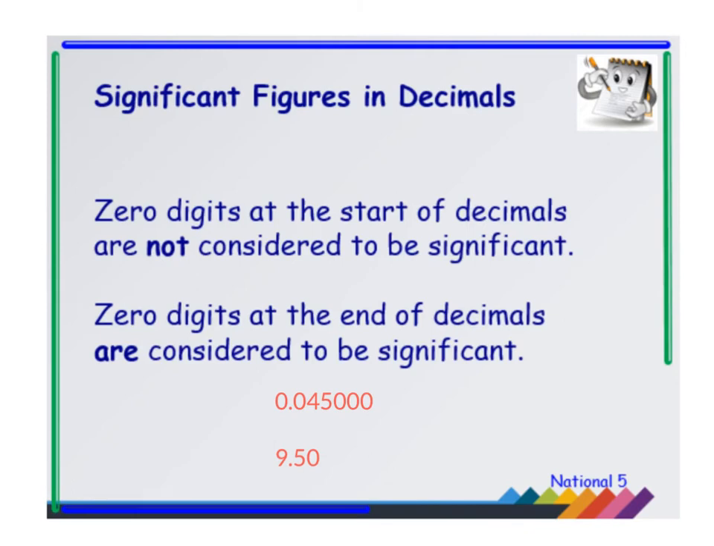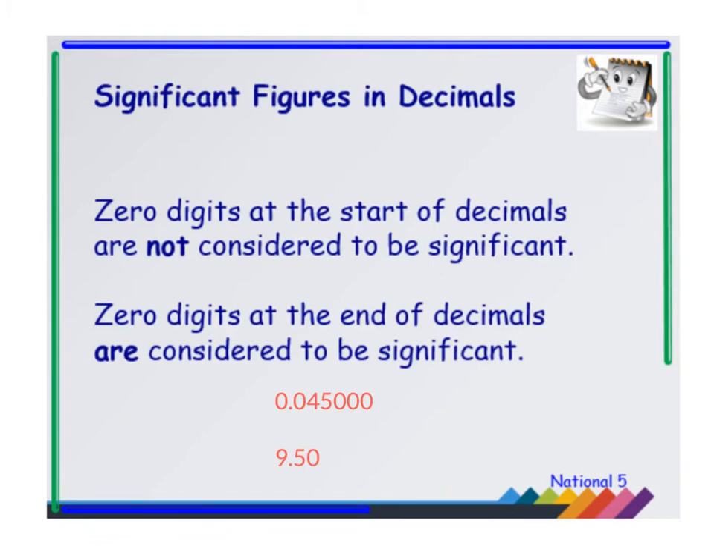So in my previous slides I've all been looking at whole numbers or large numbers. Now we need to look at decimals or tiny numbers. So it's a bit different here. So 2 things to point out. Zeros at the start of a number are not considered to be significant, but zeros at the end are suddenly significant. What does that mean?